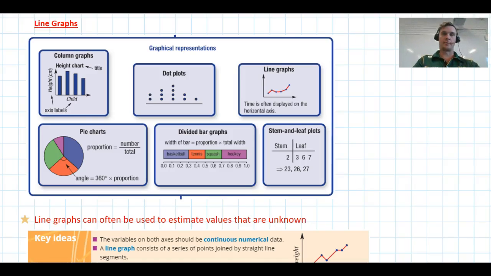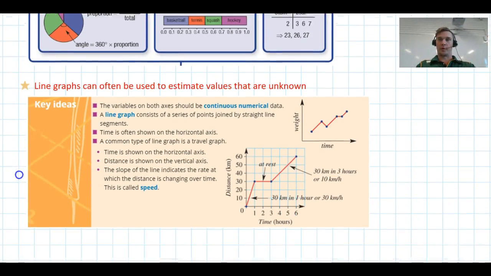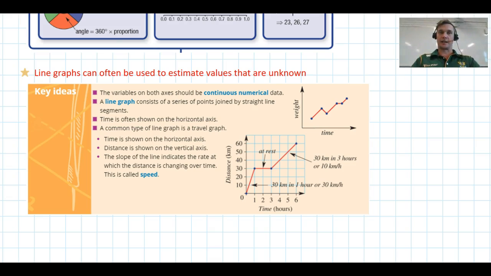Okay, so this video is going to be on line graphs. In our previous video we looked at column graphs and dot plots. In this video we're going to be looking at these graphs, which are quite familiar, ones we've probably seen before, and they are called line graphs. These will be the key learnings that you'll need to write down.